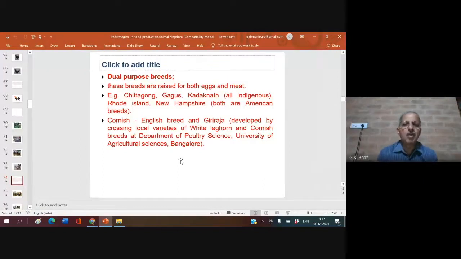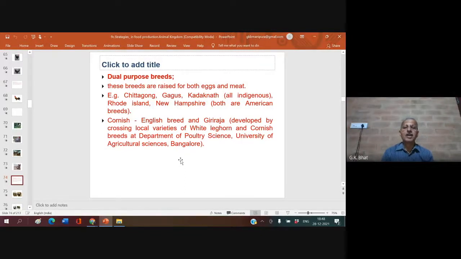Now we have dual purpose breed. These breeds are raised for both eggs and meat. Females give eggs and males give meat. Examples: Chittagong, Gagas, Kadakanath, all are desi breeds, local breeds. Rhode Island, New Hampshire, both are American breeds. We also have Cornish, English breed, and Giriraja. Always you must remember Giriraja.